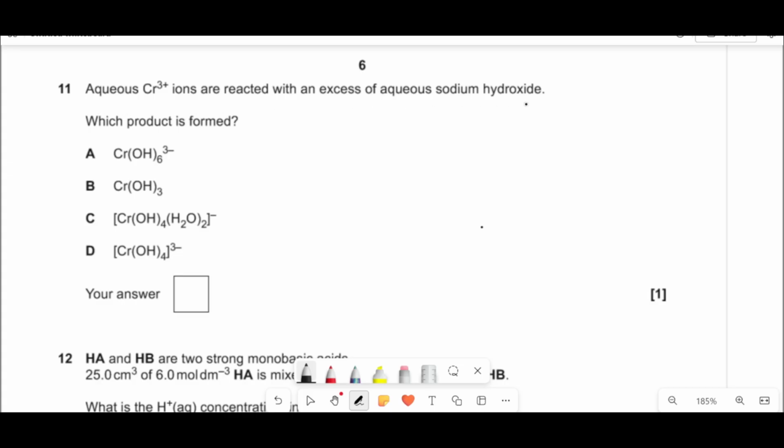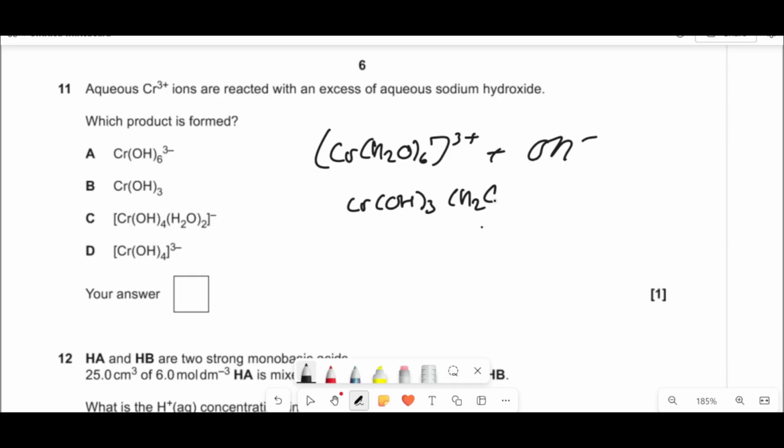Aqueous Cr3+ ions are reacted with an excess of aqueous sodium hydroxide. What product is formed? So if we've got Cr3+, that's going to be, in reality, [Cr(H2O)6]3+, and we're adding an excess of OH-. If we're adding lots and lots of OH-, we're eventually going to get to that point where it's Cr(OH)3(H2O)3, which everyone loves, right?